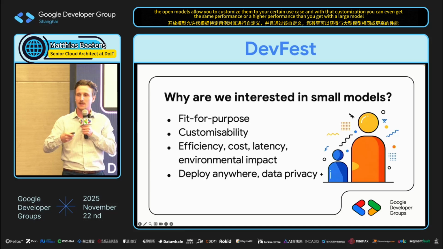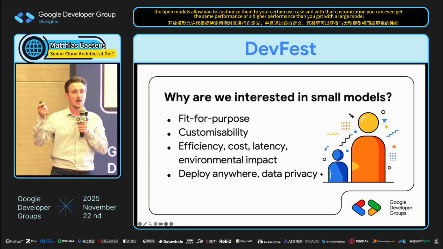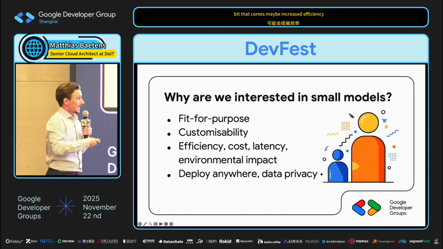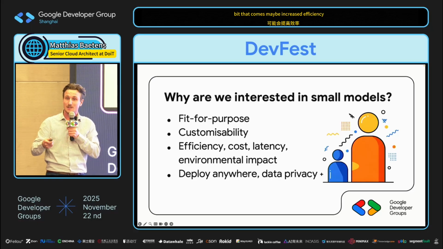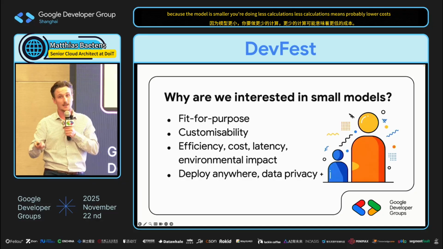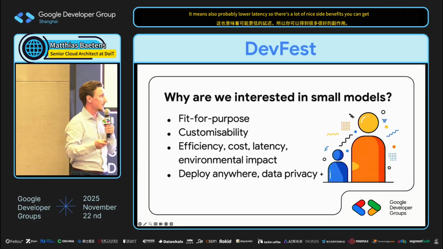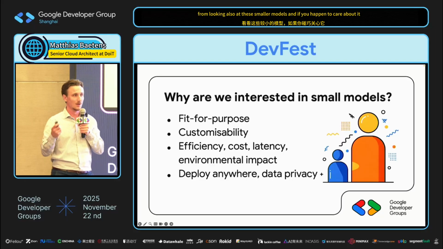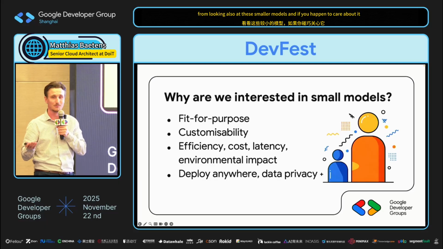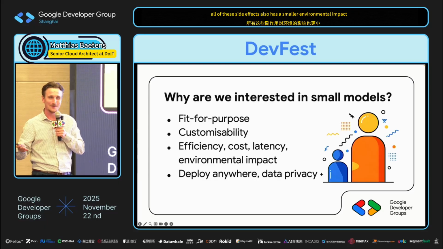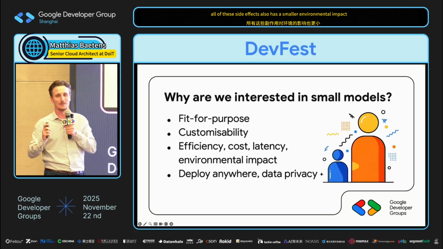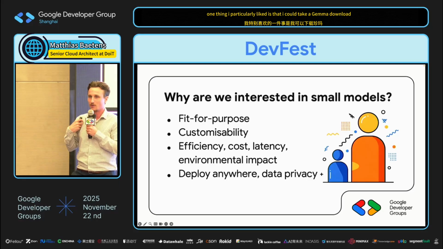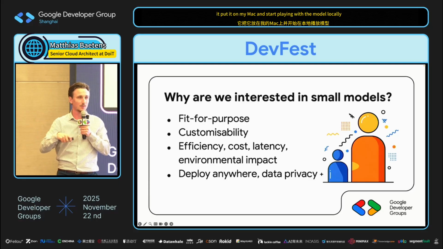And with that customization, you can even get the same performance or a higher performance than you get with a large model. With that comes maybe increased efficiency, because the model is smaller, you're doing less calculations. Less calculations means probably lower costs. It means also probably lower latency. So there's a lot of nice side benefits you can get from looking at these smaller models. And if you happen to care about it, all of these side effects also have a smaller environmental impact. One thing I particularly liked is that I could take a Gemma, download it, put it on my Mac, and start playing with the model locally.